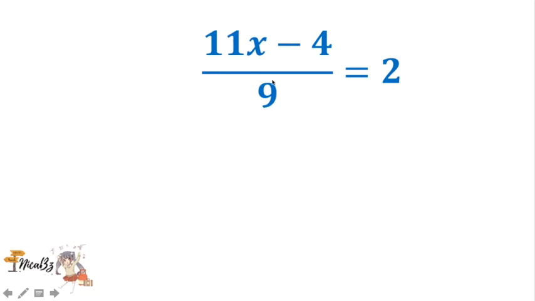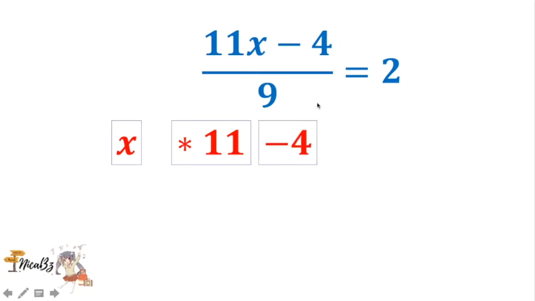Let's have another example. 11x minus 4 all over 9 is equal to 2. So first things first, we need to list down all the operations so it's easier for us to do this. So we start with x. X here is multiplied by 11, and then this expression is subtracted with 4, and then the whole numerator is divided by 9 to end up with 2. And we do the reverse.